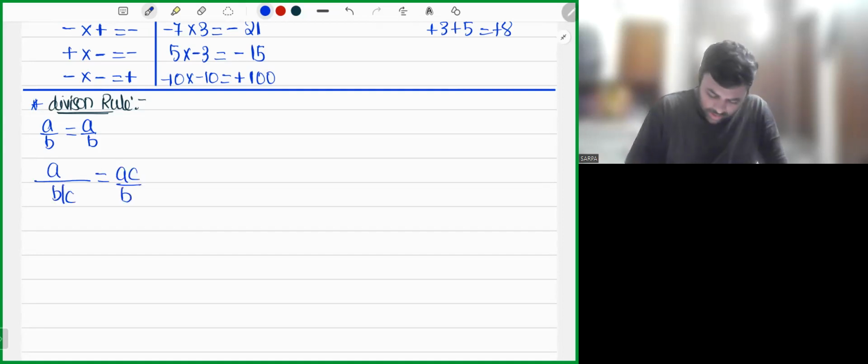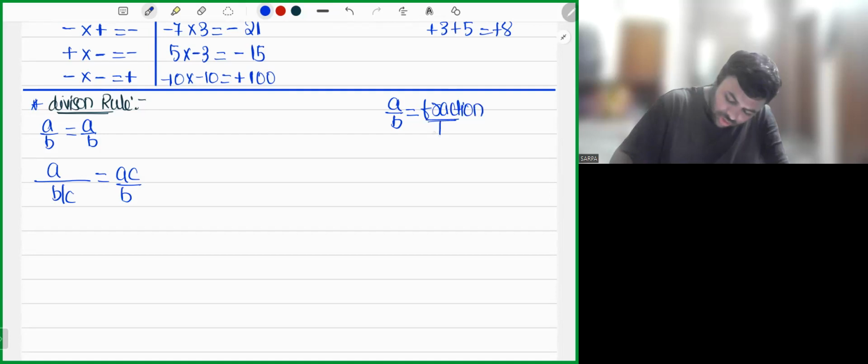Okay. Now, what is this A by B, my dear friends? I said you it is called as a rational number, right? This is also called as fraction. Sir, what do you mean by fraction? Fraction is nothing but a part of a number is called as fraction.